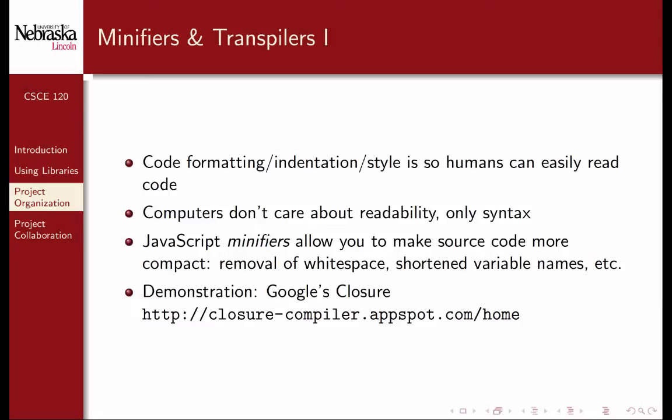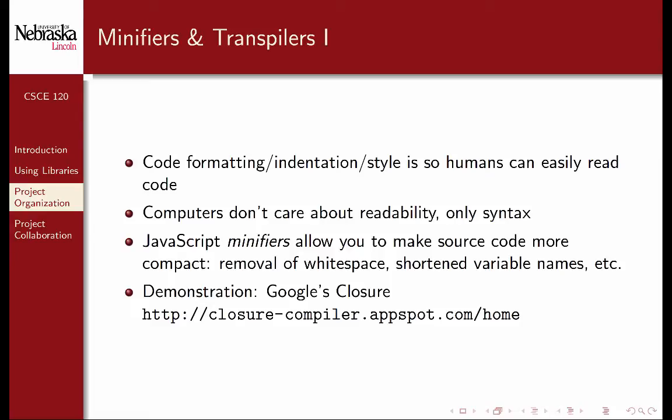Another tool to improve a project are minifiers and transpilers. In general, code formatting, indentation, and style is so that humans can easily read your code. But computers don't care about readability, only syntax. JavaScript minifiers allow you to make source code more compact by removing whitespace, shortening variable names, and other optimizations. This could lead to smaller JavaScript files that are quicker to transmit over a network.